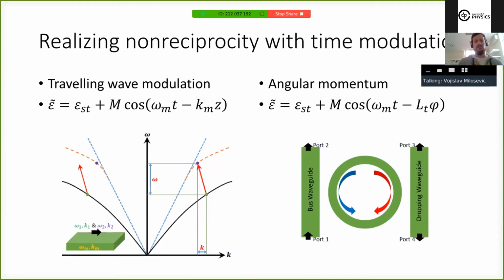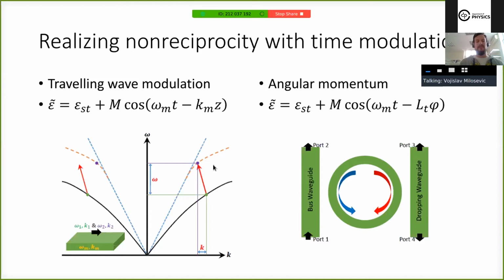The first one is shown on the left, and it's so-called traveling wave modulation, where the dielectric constant of the medium is modulated with a plane wave like dependence of permittivity, and in this case it will produce the breaking of the time reversal symmetry.